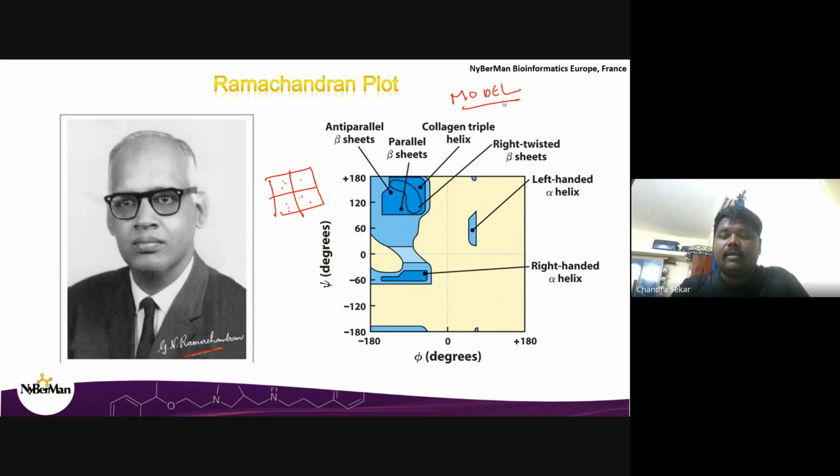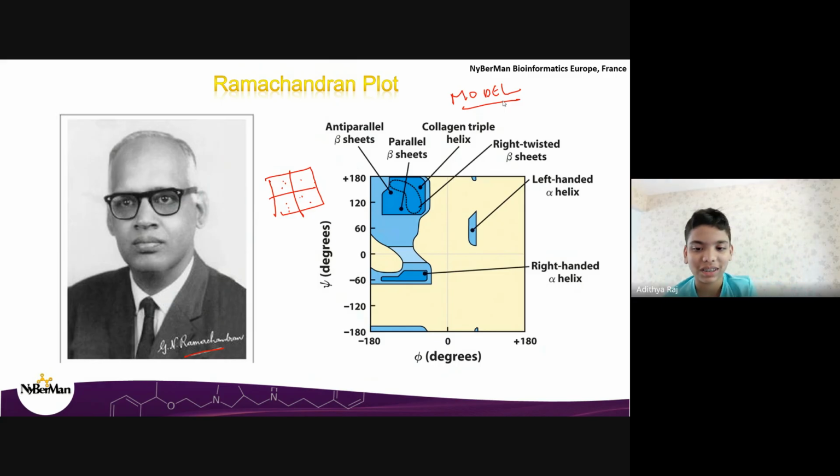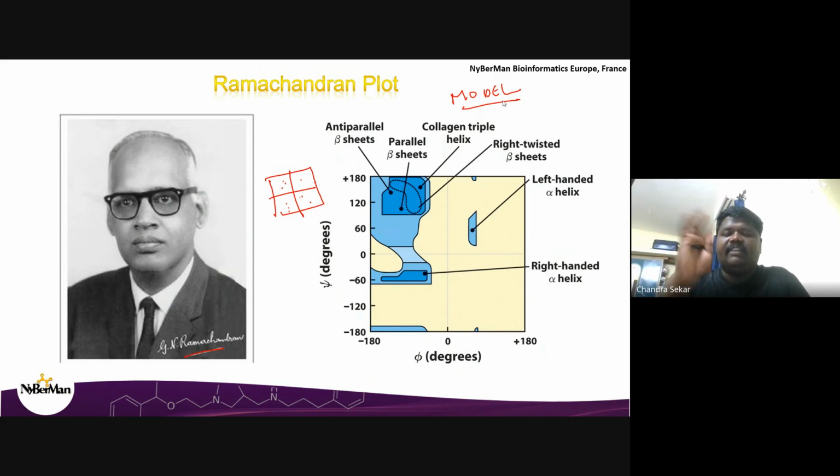Okay. Validate through what? Ramachandran plot. This plot is very confusing. Don't worry, I'll make it very, very simple. This plot is otherwise called the phi psi plot.